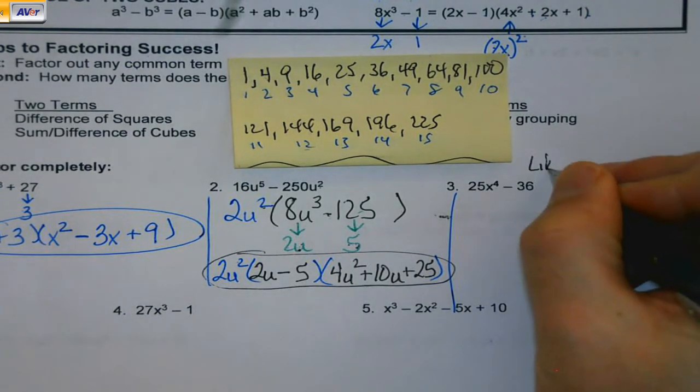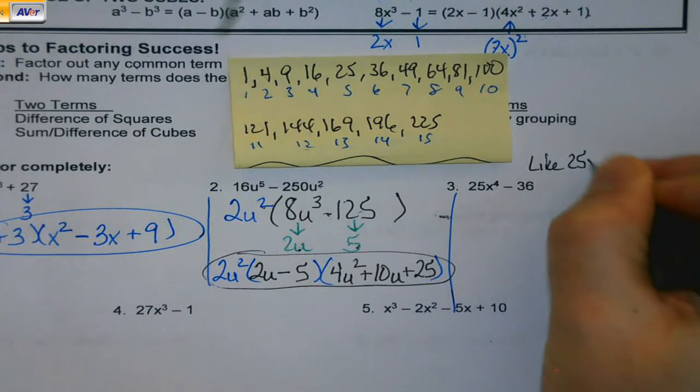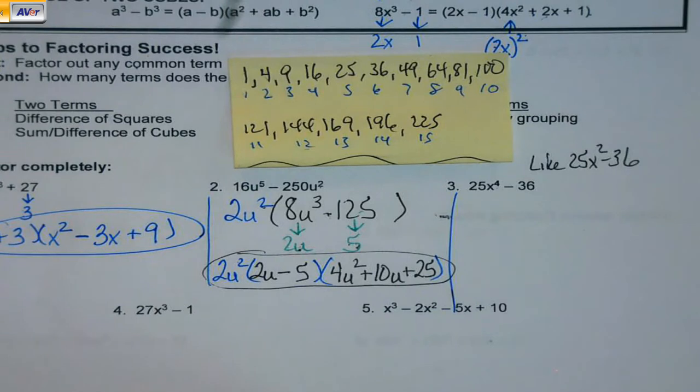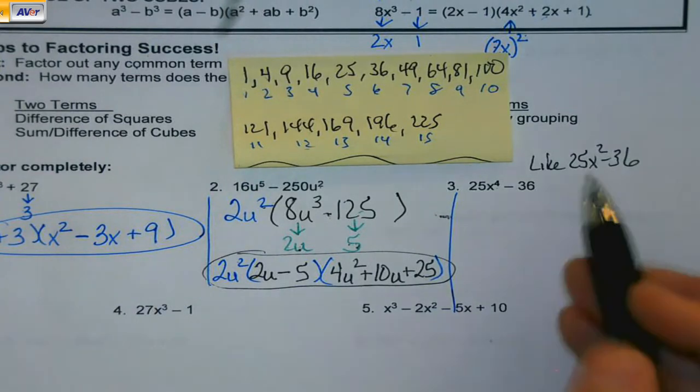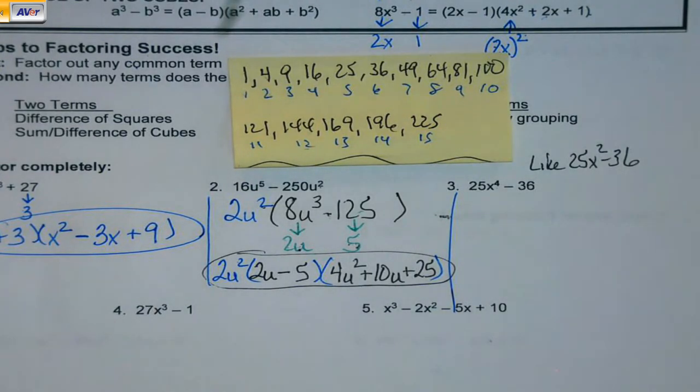We're going to treat this like it's 25x squared minus 36. Like, how can you do that? Because it's an even value, 2, 4. We can kind of look at it and deal with it the same way.